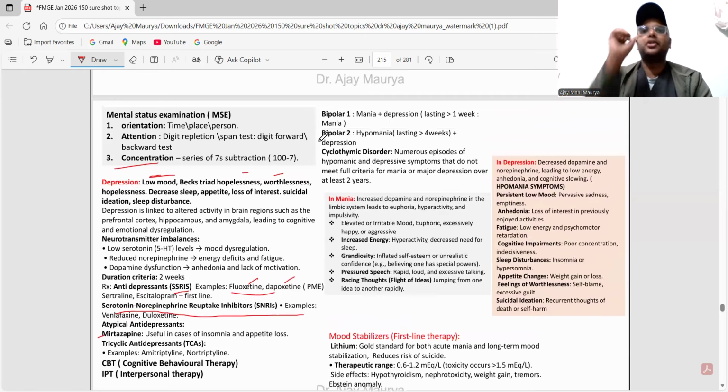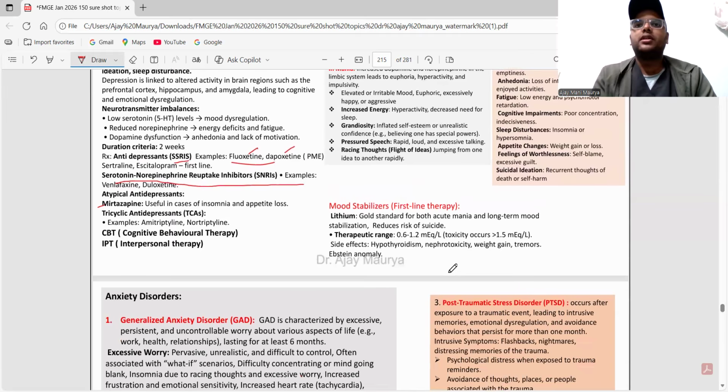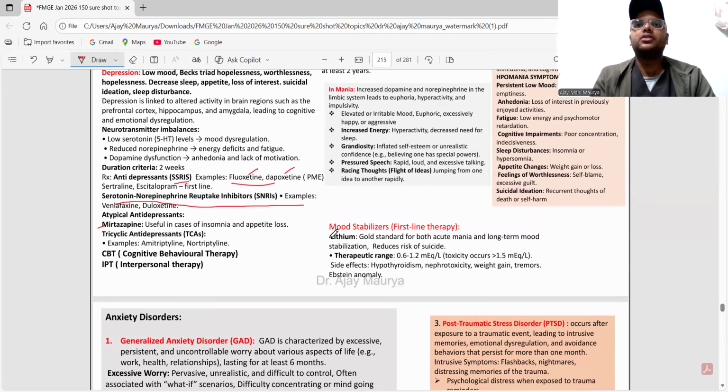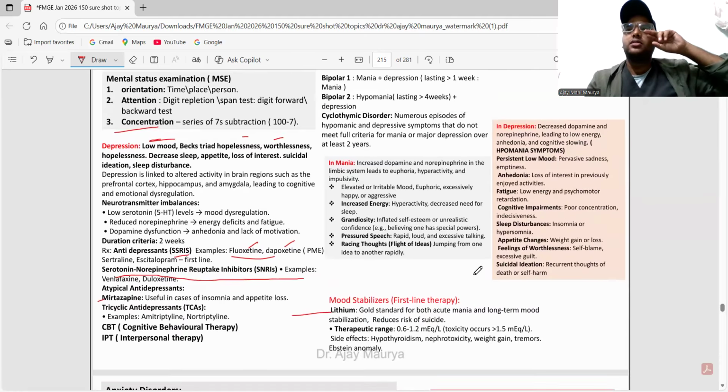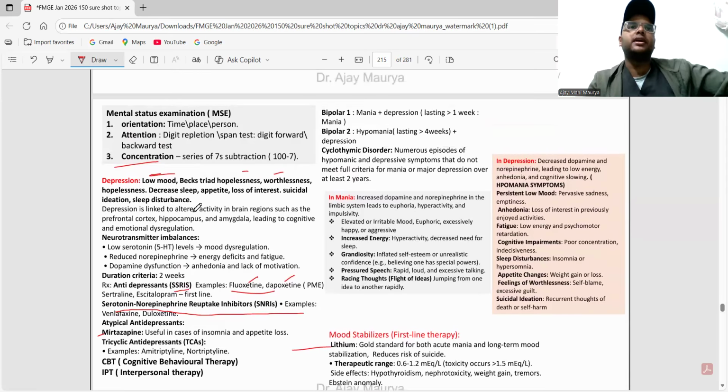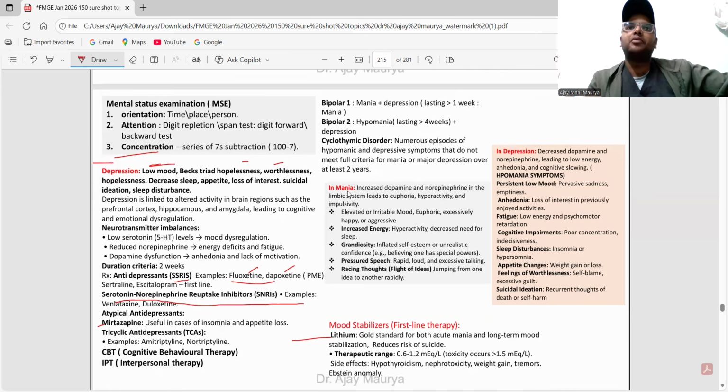Mania, bipolar 1, bipolar 2, the drug of choice will be lithium. And I said you have to know the side effects of lithium. Okay. You have to know side effects here. So these are important. In depression, antidepressant drugs are important, and the mechanism of action and side effects are important. Mania, I told you, bipolar 1 and bipolar 2 is important. That's it.